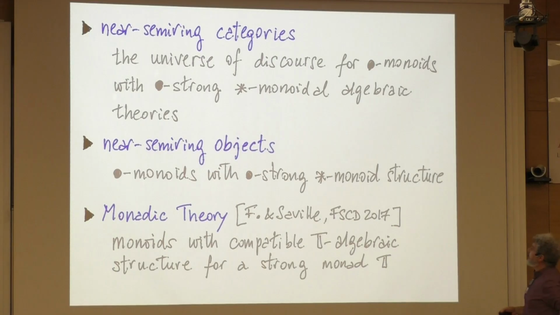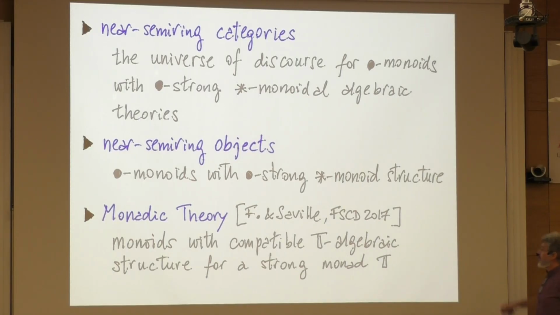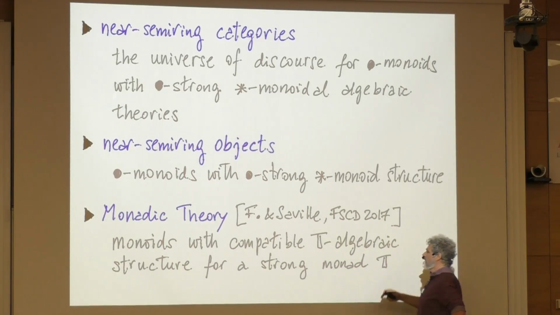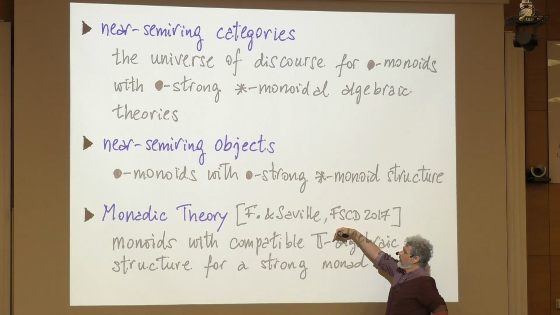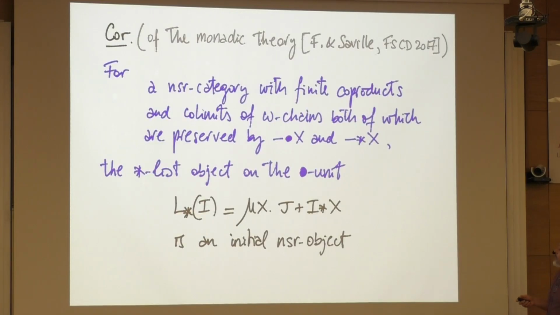We're talking about algebraic theories that are star monoidal but dot strong. A near semi-ring object is one particular such algebraic theory. In fact, there is a general notion of compatibility of algebraic structure with some kind of monadic structure that we have developed with Philip Savit. And this is just an instance of that theory. Being an instance of that theory, we can get some results for free, and here you see the prominence of this list object.